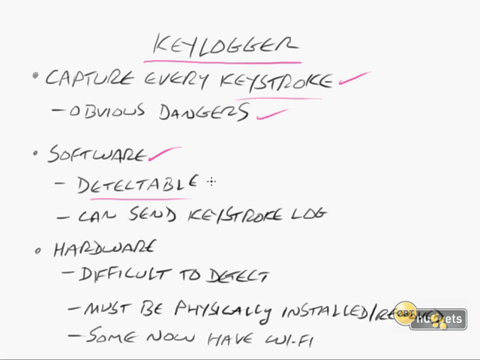Number one, here's a good thing about the software keyloggers. They are detectable. At the time of this recording, there was another military security compromise in which the drones that are being flown over the Middle East, they're controlled from a central location apparently.